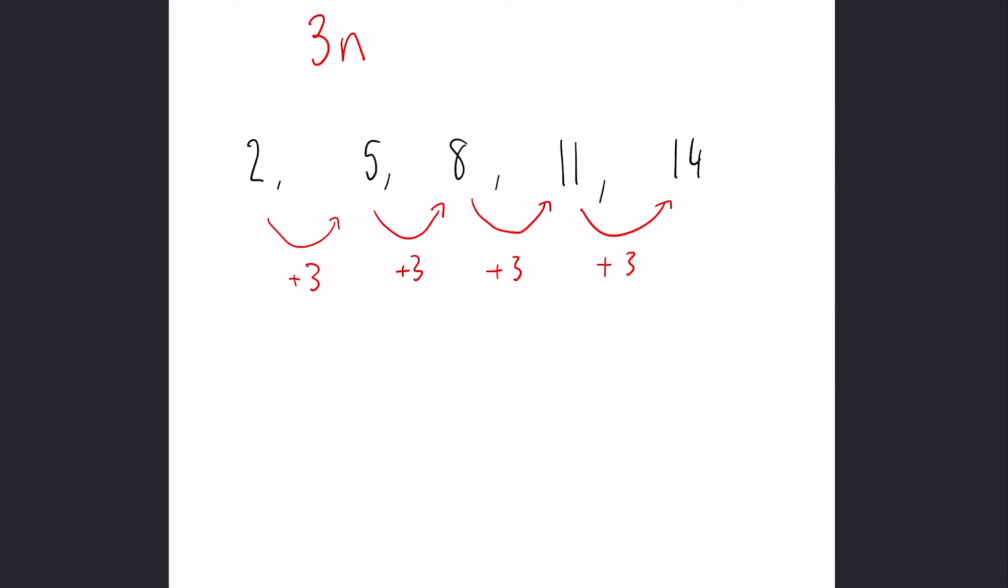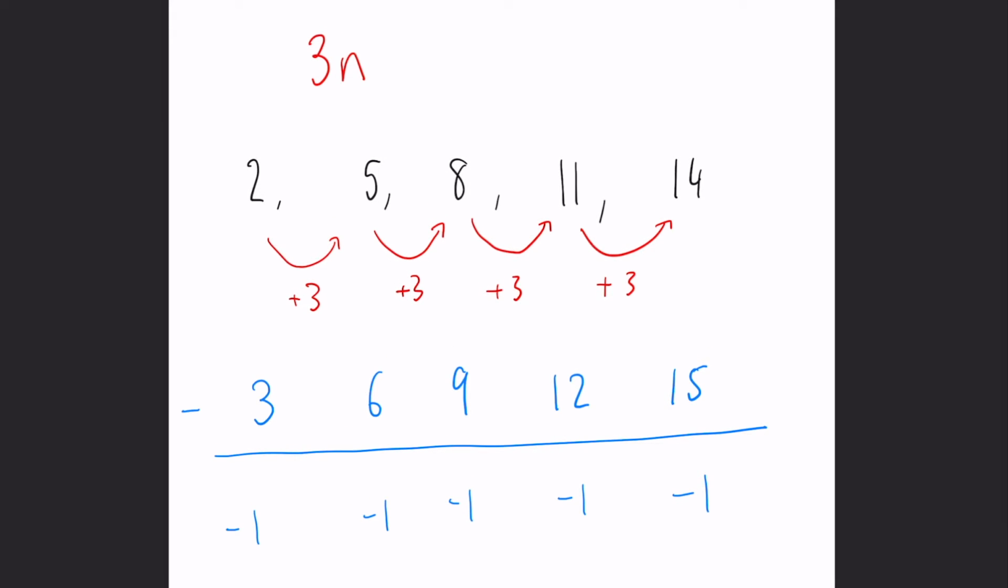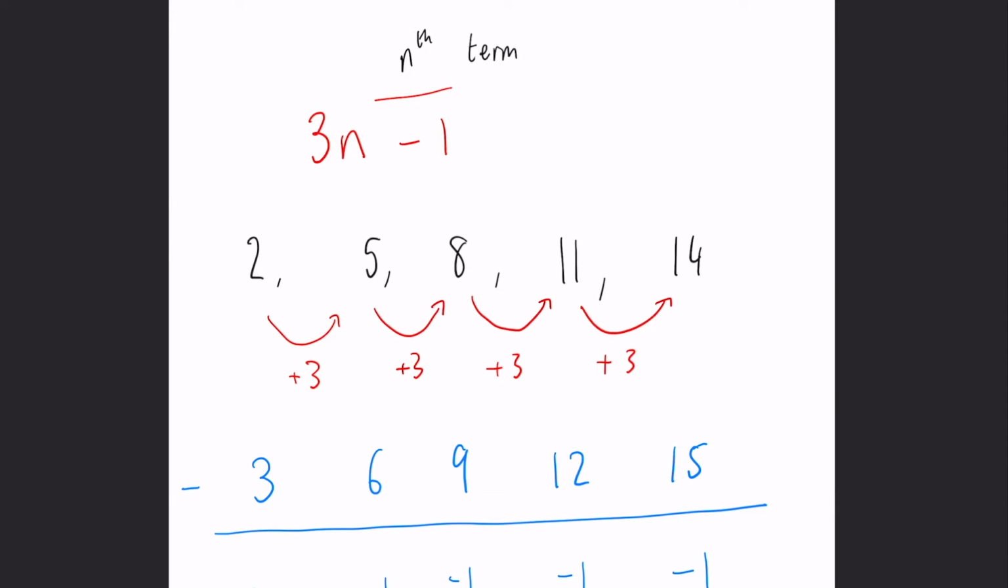Now underneath the sequence we can write the 3 times table out. So 3, 6, 9, 12 and 15. So we want to see how different is the sequence we're given to the 3 times table. So how has it been manipulated so that it's not exactly the 3 times table? So we subtract the 3 times table from the original sequence. So each term we have 2 minus 3 is minus 1, 5 minus 6 is minus 1, and so on. All of the terms are minus 1. So simple as that, our final nth term, 3n minus 1.